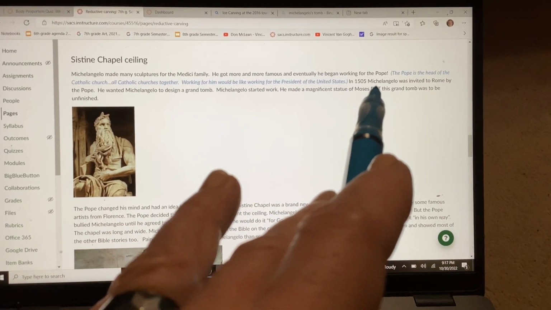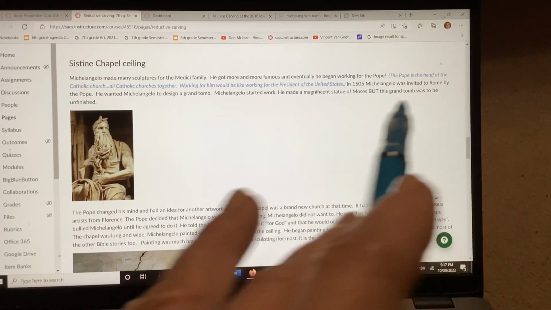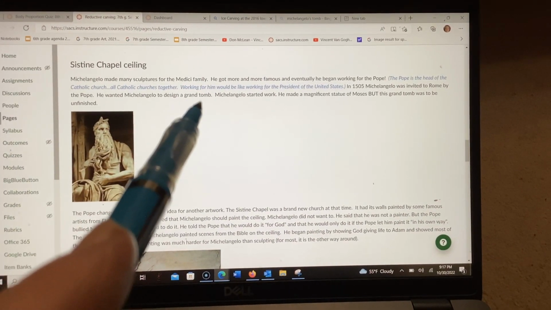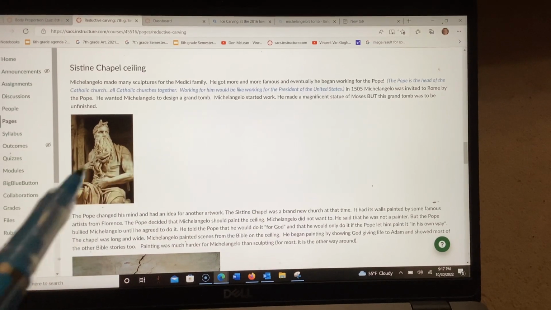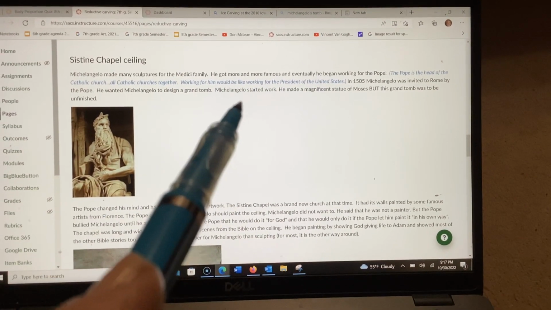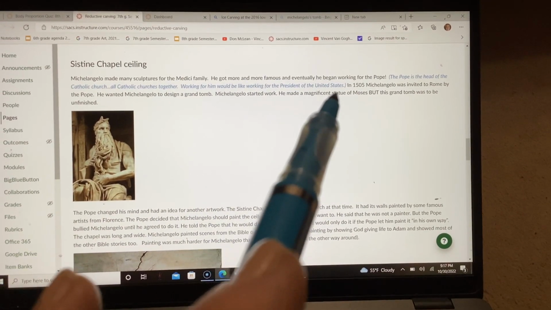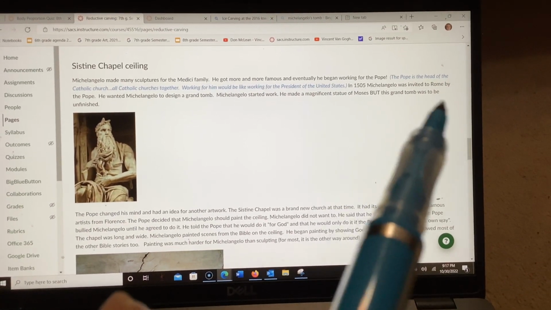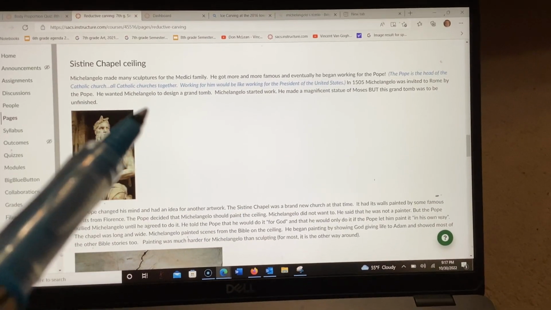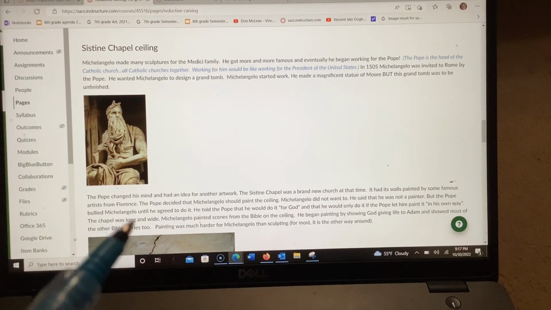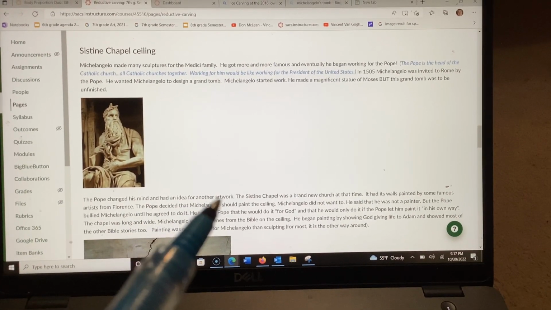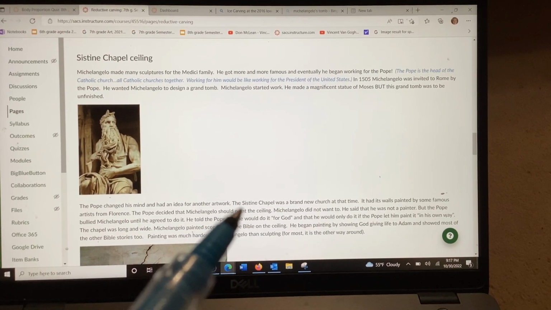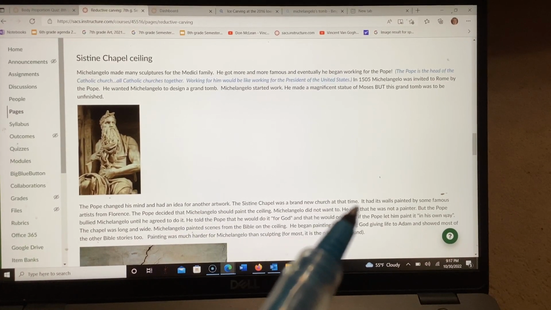In 1505, Michelangelo was invited to Rome by the Pope. He wanted Michelangelo to design a grand tomb full of sculptures like this one. Michelangelo started to work. He made a magnificent statue of Moses, that's this one. But this grand tomb was not to be finished. The Pope changed his mind and had an idea for another work. The Sistine Chapel, this is the church, was brand new at that time.